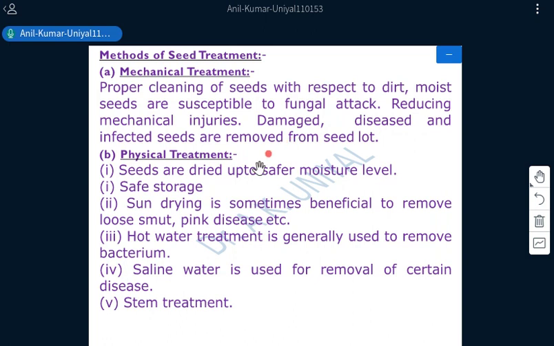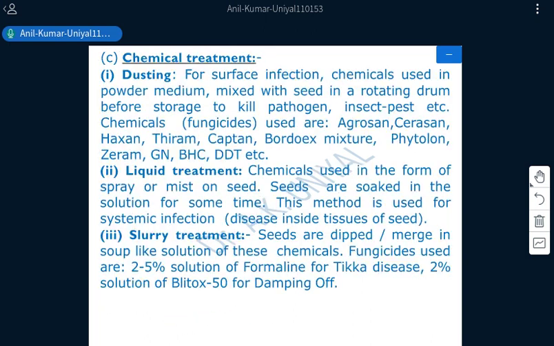Okay, what then are physical treatments? The seeds are dried to a safer moisture level, as I have mentioned in an earlier slide also, for safe storage conditions of seed. Sun drying is sometimes beneficial to remove loose spores, pink disease and their spores and pupae also. Hot water treatment is generally used to remove bacterial culture. Okay, then saline water is also used to remove certain diseases in some species. Then we have steam treatment, just to remove these mycelium or pupae on the seed surface also.